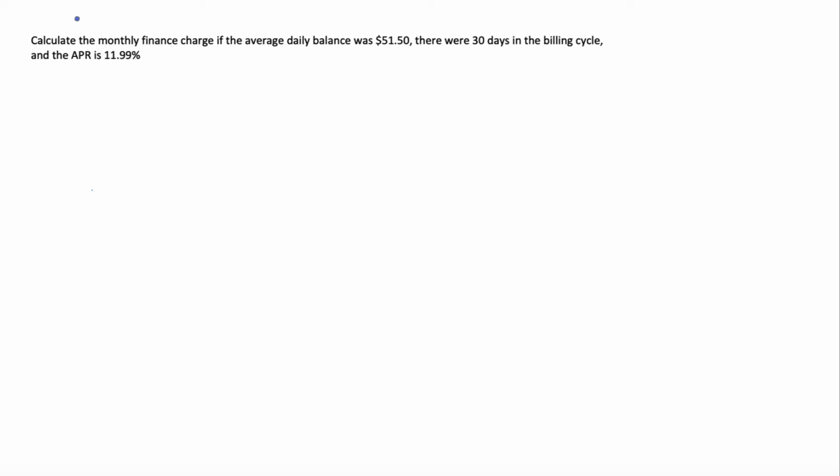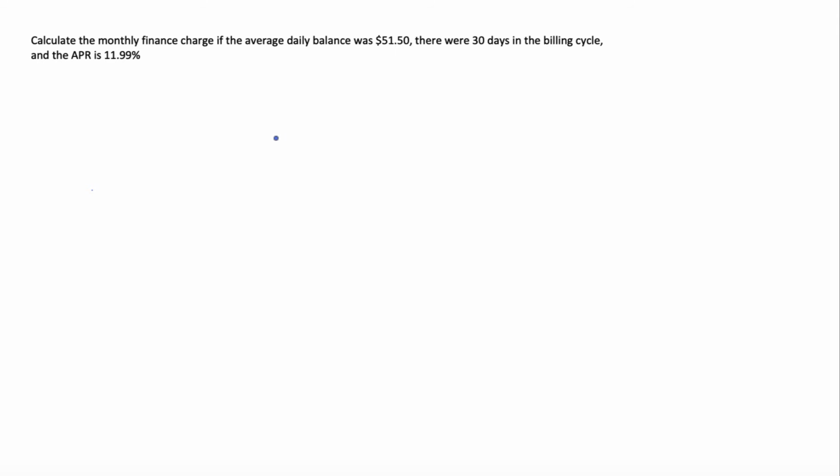Calculate the monthly finance charge if the average daily balance was $51.50. There were 30 days in the billing cycle and the APR is 11.99%. All right, so remember the finance charge is just another word for interest, right?